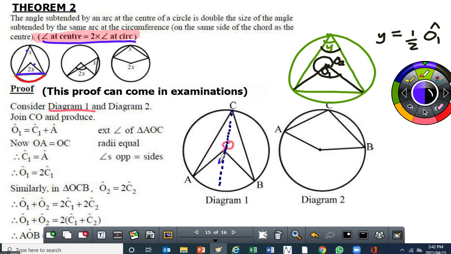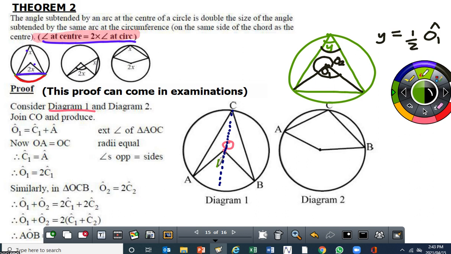So let me use a different color. My pen is giving me problems. Alright. Let me rectify that. Let me use this color. Blue is not a good one. So let me use green.